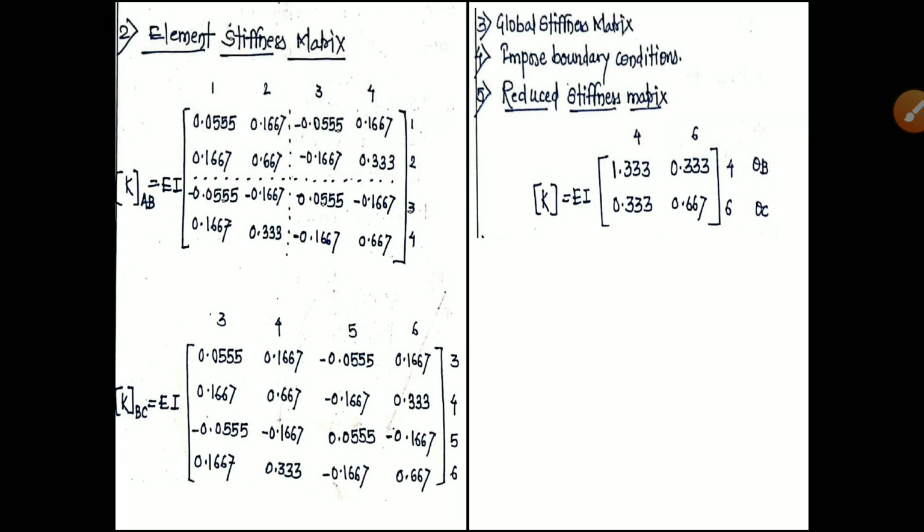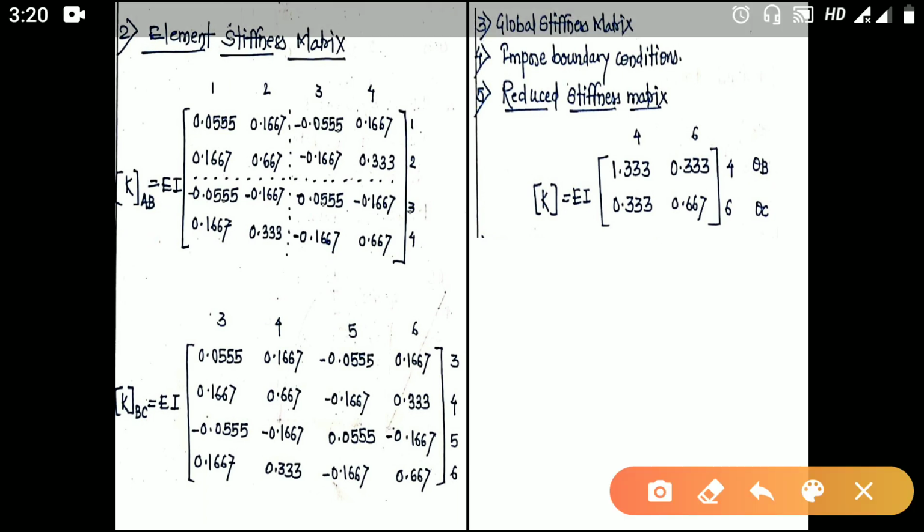Then write down the global stiffness matrix and impose the boundary conditions in the second step. The boundary conditions are: degrees of freedom number 1, 2, 3 and 5 are 0 because of their support conditions. Imposing the boundary conditions, degree of freedom number 1 is 0. That means you have to eliminate the first row and first column, which are the elements corresponding to degree of freedom number 1. Then the next boundary condition is number 2, 0.